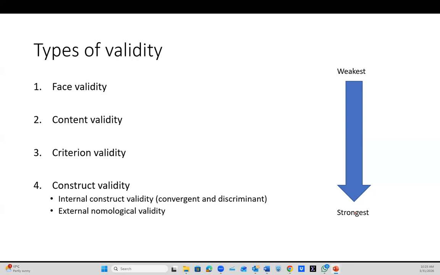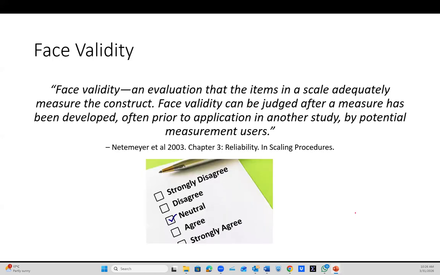So again, types of validity. We have types of reliability, inter-rater, internal consistency, but we have types of validity that go from the weakest type to the strongest type, which gives the strongest evidence for validity. Face validity is by face value. This is an evaluation of the item. You look at the item and you ask the people who are going to answer it how good it is. This is cognitive interviewing. Cognitive interviewing tells you how much the people are understanding your item.